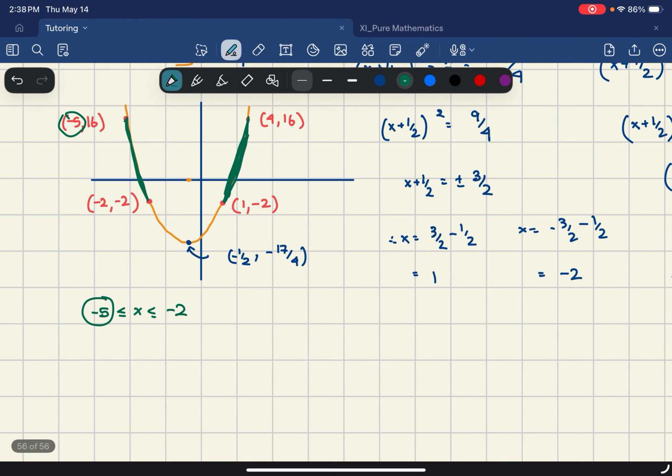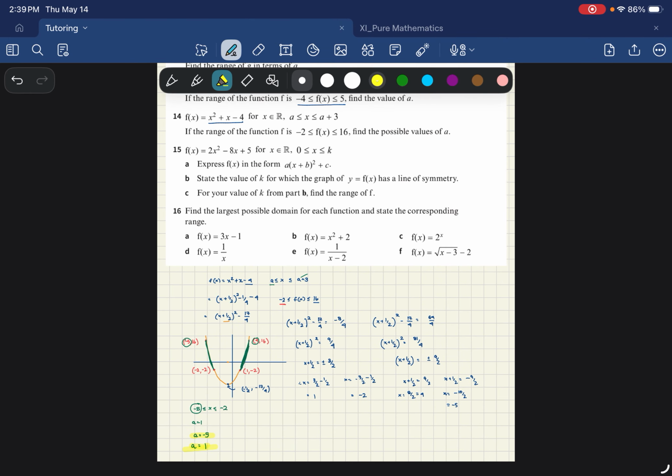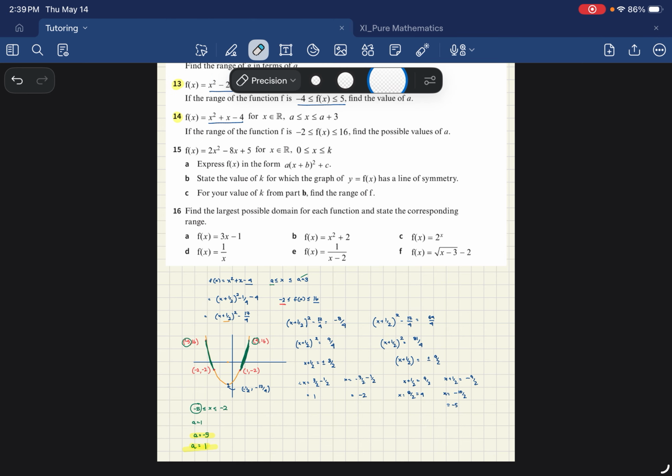And again, if you pick a is equal to 1, 1 plus 3 is going to give you 4. So a is equal to -5 and a is equal to 1, both will satisfy. So these are both possible solutions. So you just want to draw the graph and check whether the domain restriction you can find from the graph satisfies the given condition. So a is -5 and a is equal to 1. So that is going to be your solution for 14. Moving on to question 15.